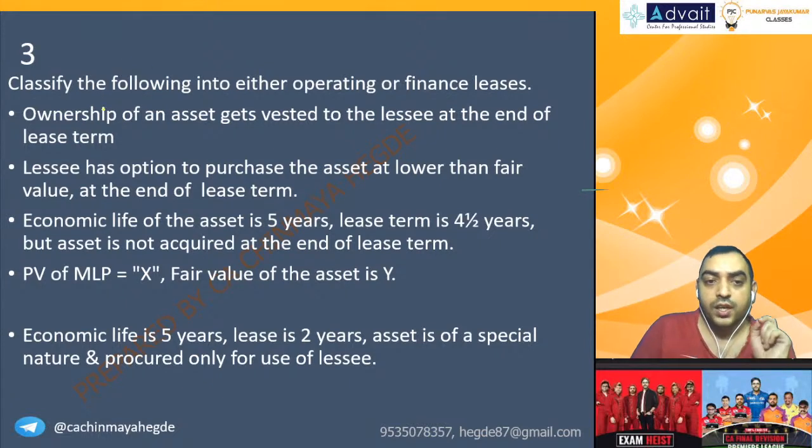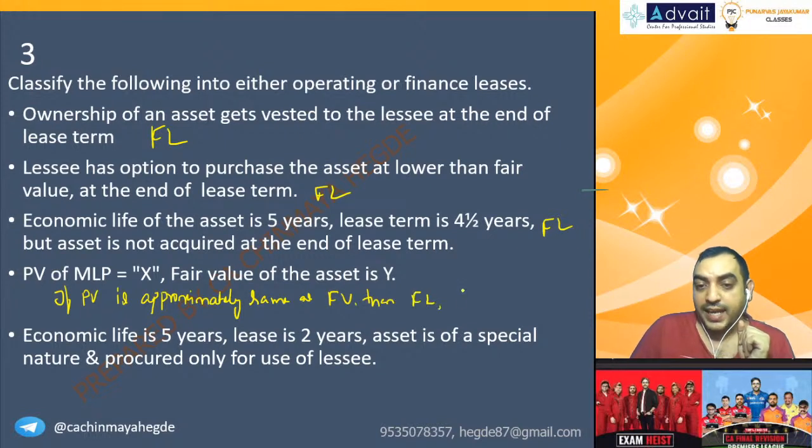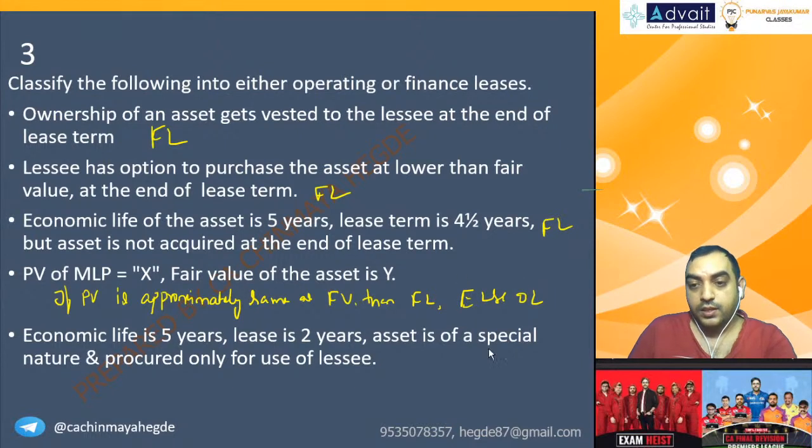Question number 3. Ownership of an asset gets vested to the lessee at the end of the lease term: it is a financing lease. Lessee has the option to purchase the asset at a price lower than fair value at the end of the lease term: financial lease. Economic life is 5 years, but lease term is 4.5 years: financial lease. Present value of MLP is X and fair value is Y. If the present value is approximately the same as Y, that is, present value approximately the same as fair value, then financial lease, else operating lease. Economic life is 5 years, lease is 2 years, asset is of a special nature and procured only for use of the lessee: this is also a financial lease.